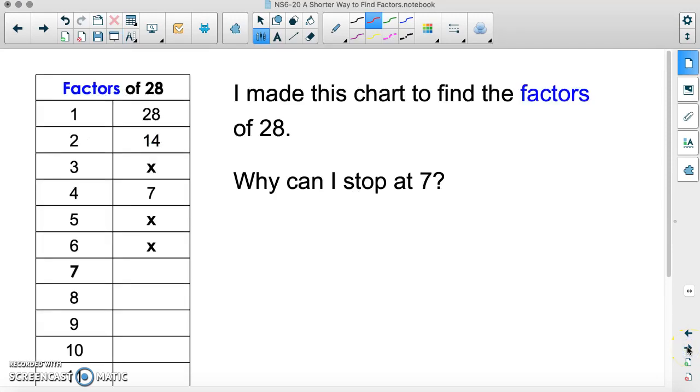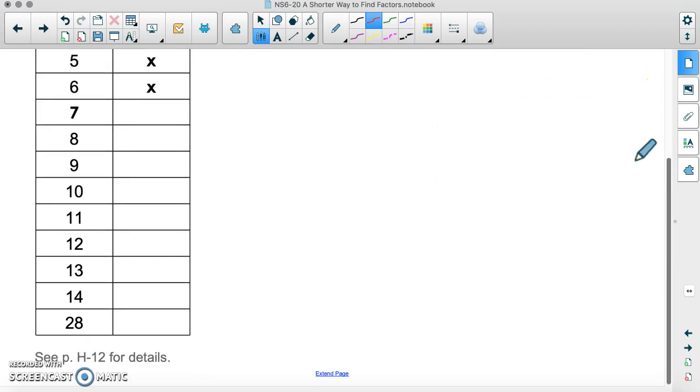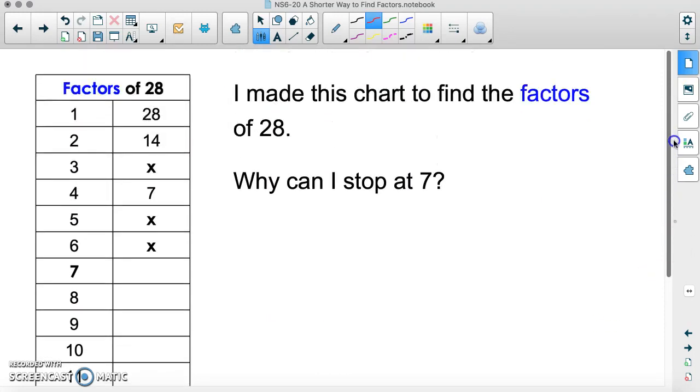We can also use the strategies of using a t-table or using a chart. So I made this chart here to find the factors of 28. But if you notice on my chart, it goes all the way to 14 and then to 28. But why on my examples did I stop here at 7? So I know 1 times 28 can get me 28, 2 times 14 is 28, 3 doesn't work, 4 times 7 is 28, 5 doesn't work, 6 doesn't work.